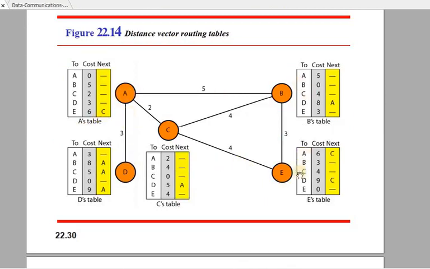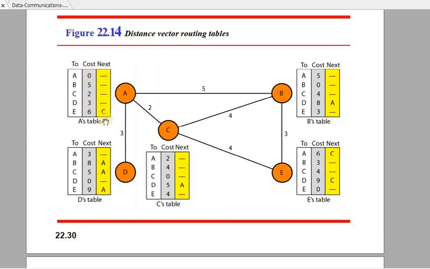Suppose we have this particular group of machines: A, B, C, D and E. Each of these routers is going to have its own routing table. For example, A has this information: if A wants to go to A, then it need not cover any distance or hop through the network, so the cost is 0. In this example, we consider one single hop as having a particular cost. This hop is going to have a cost of say 5, this 2, this 3, this 4, and this 4. These values will be placed here.